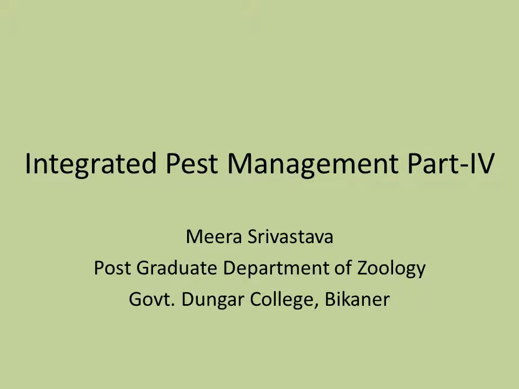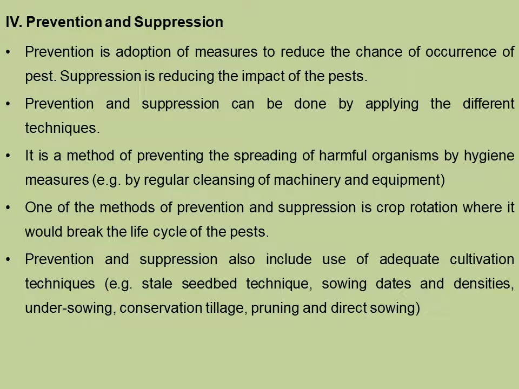Dear students, moving further to integrated pest management: prevention and suppression. Now, prevention is adoption of measures to reduce the chance of occurrence of pests. Suppression is reducing the impact of the pests. Prevention and suppression can be done by applying different techniques.